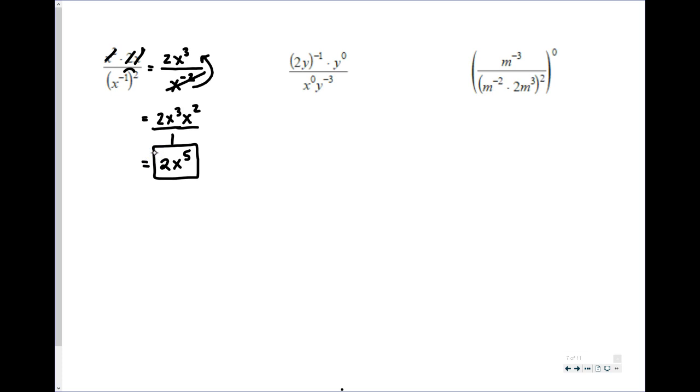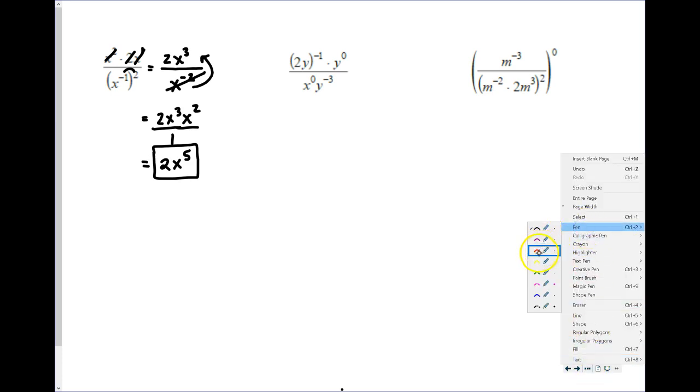Okay? So if it's something in the bottom, and it's negative, it goes to the top. If it's negative in the top, it goes to the bottom. Remember, the negative indicates movement. All right?